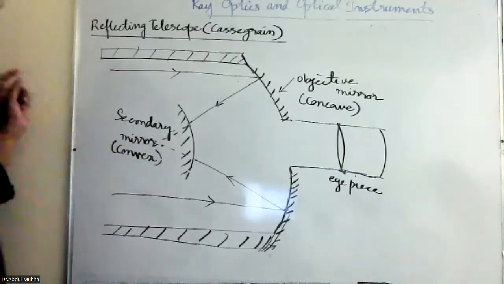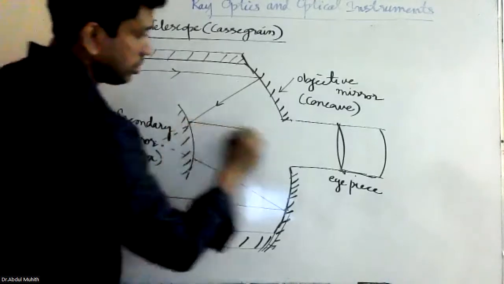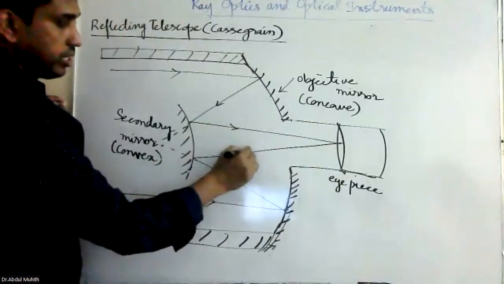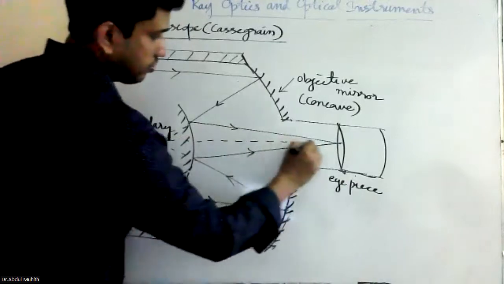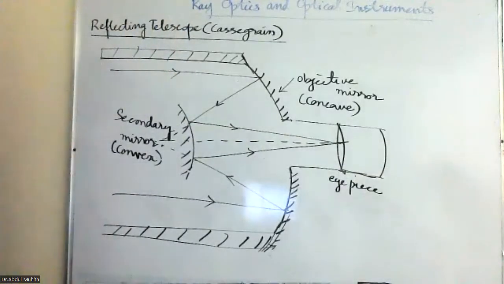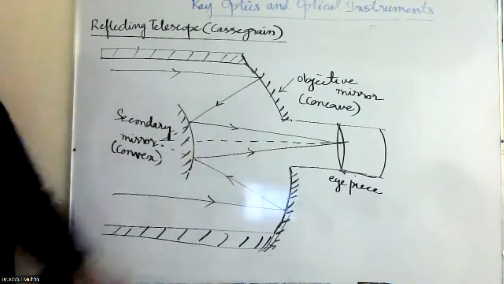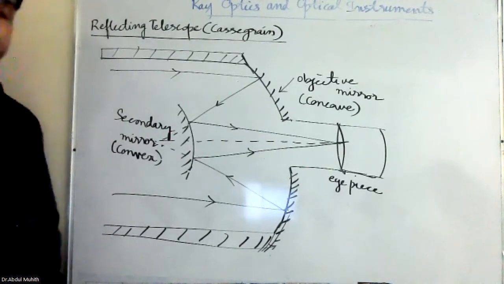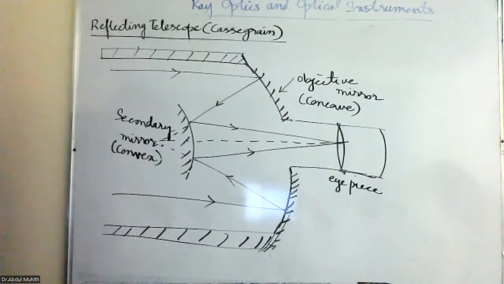Now, what happens? These rays after reflection come to this point. Okay, after reflection, they come to this point. So we have an objective mirror, we have an eye lens, and this is the secondary mirror, which is convex. Clear? In an astronomical laboratory, generally it's like a cage.